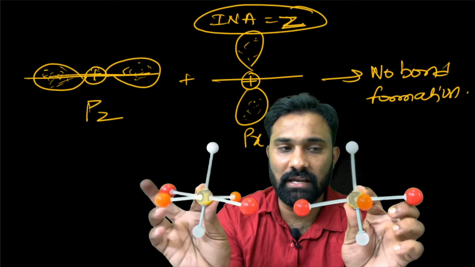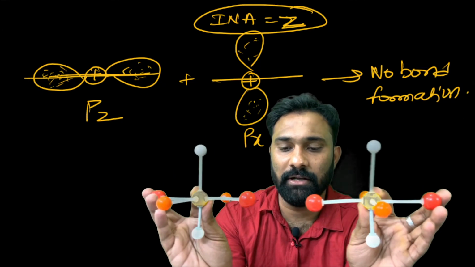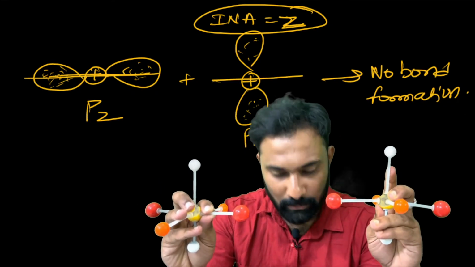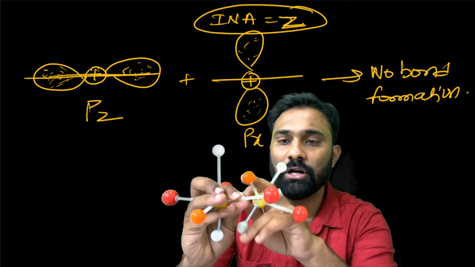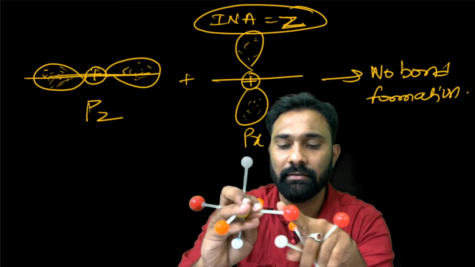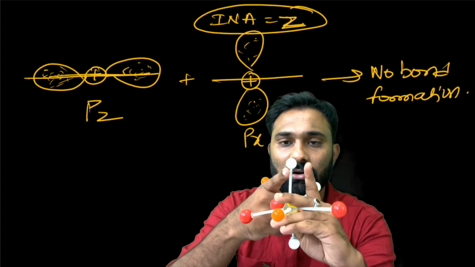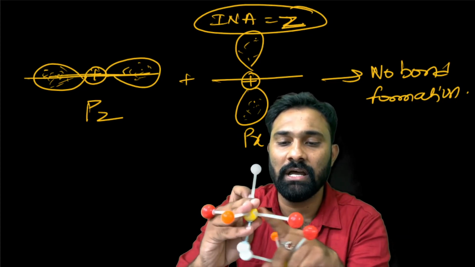Now this x is a pz orbital, right? This x is a pz orbital, y is a px orbital. Now the electron cloud is in this pz. Here the electron cloud is in the y. Now the electron cloud is in the z.